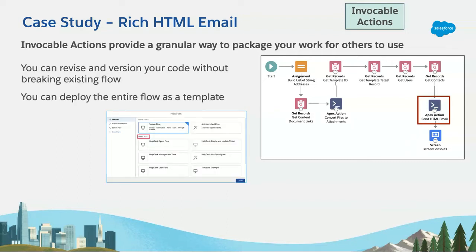You also can take this whole yarn ball of flow elements and your invocable action, and you can make it a template. That's just a checkbox that you click in setup. And when it's a template, and you can do this with a managed package, you can do this just in your organization.